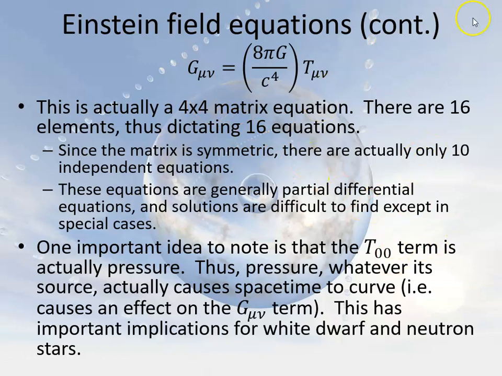And in particular, the only reason I show this equation at all is because I want to note that the top left term in this T mu nu tensor, the T00 term, it's actually pressure. In other words, pressure itself can cause space-time to curve. That's going to have very important implications when we talk about white dwarf stars and neutron stars farther on in this unit. So, hope that was a good introduction to some of the effects of relativity.